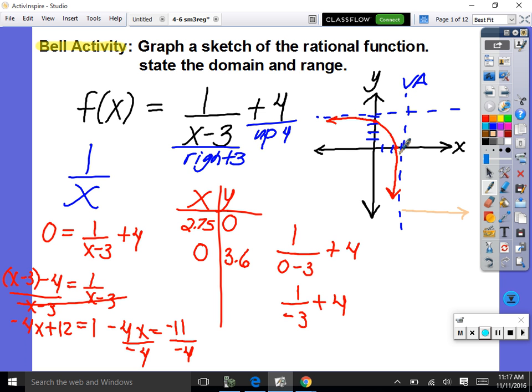So this was 3, correct? Let's plug in 4 into our equation. We're just plotting points. So we have 1 over 4 minus 3 plus 4. So 1 over 1, right? Which is 1 plus 4, which is 5. So now you'll plot that point. Over 4 up 5. So now you know it's up here in this region of the graph. So we'll come up by this asymptote and down by this asymptote. Questions? So it's just pretty simple. I mean, there's a lot to think about, but hopefully not too bad. If you understand that, today won't be as hard.